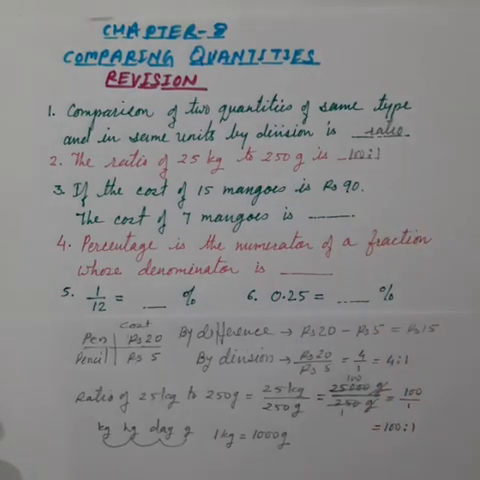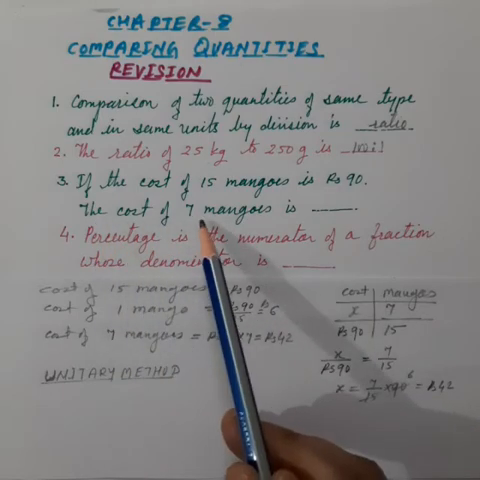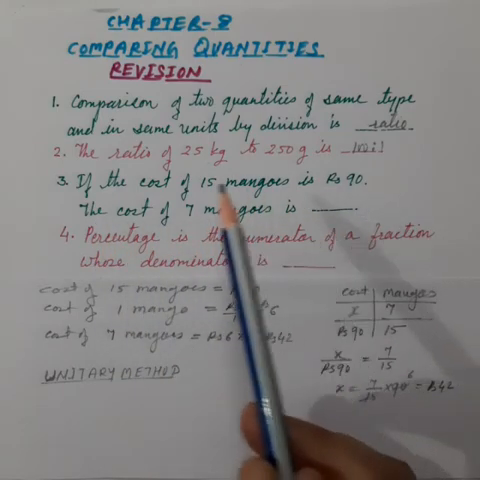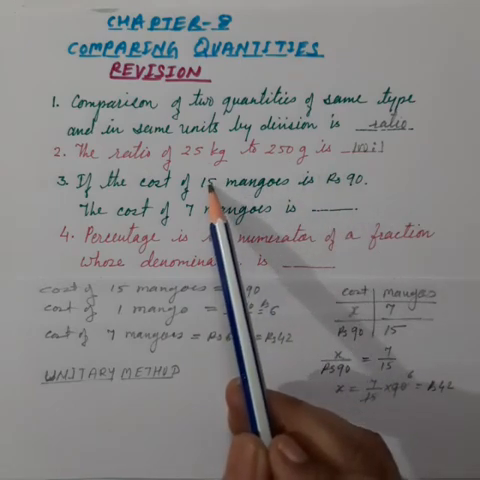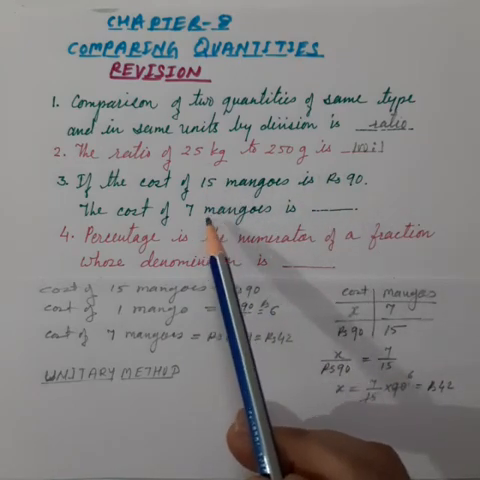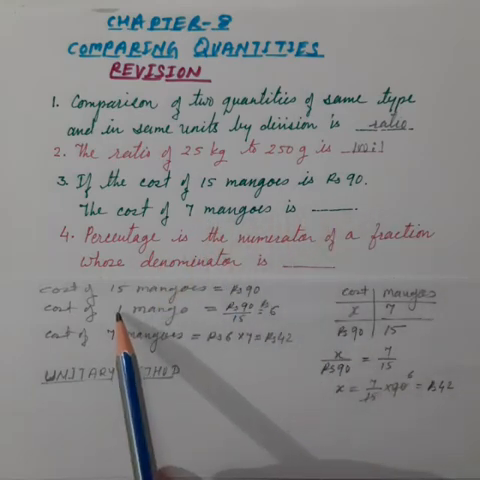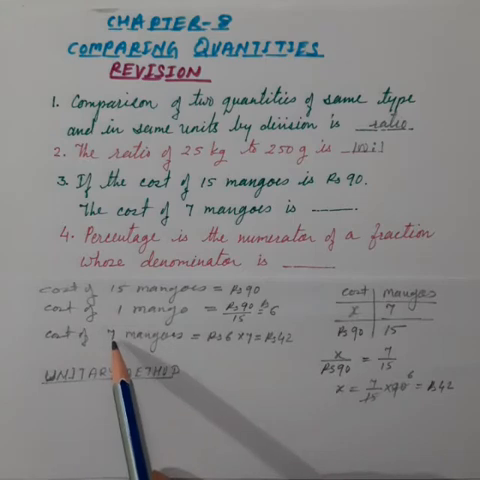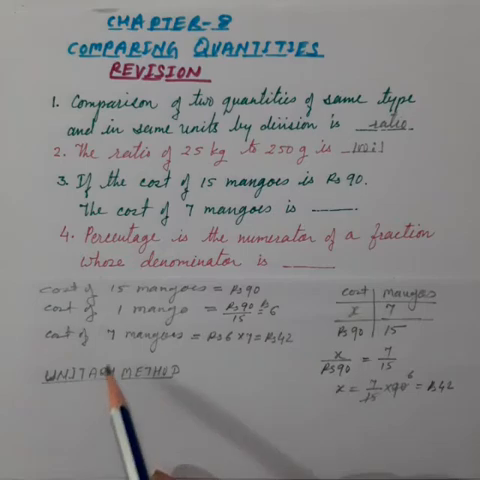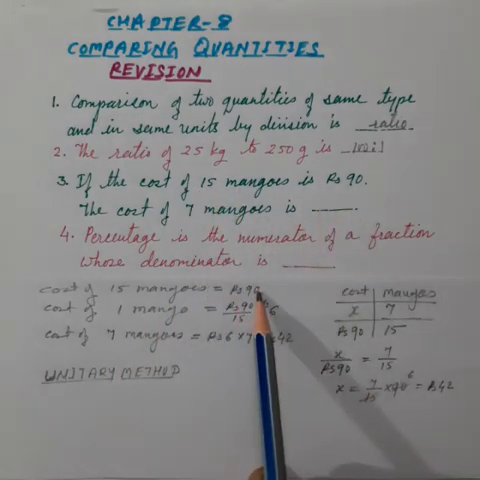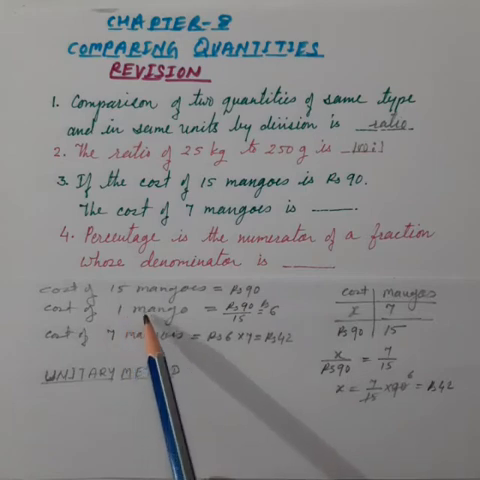If the cost of 15 mangoes is rupees 90, the cost of 7 mangoes is what? Whenever the value of more than one unit is given, to find the value of required number of units, we have to first find out the value of one unit and then the value of required number of units. This method is called unitary method. Here the cost of 15 mangoes is given, rupees 90. Obviously the cost of one mango is smaller.